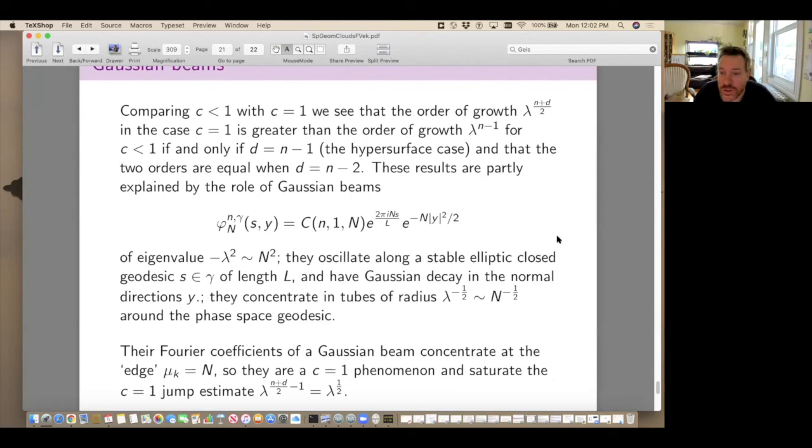So there are two questions in the chat. The first one is by Peter Humphreys. He's asking if anything is known for random spherical harmonics.